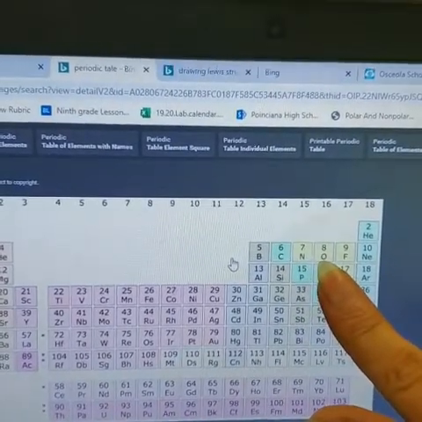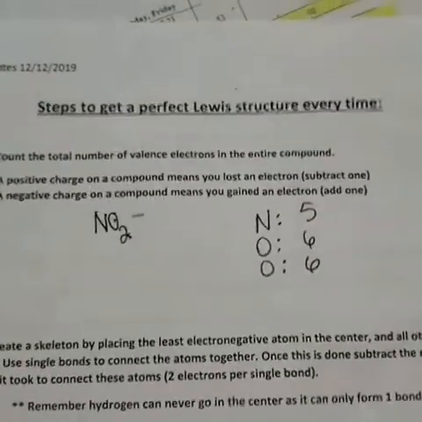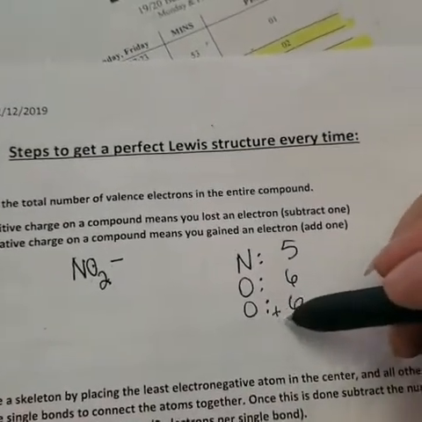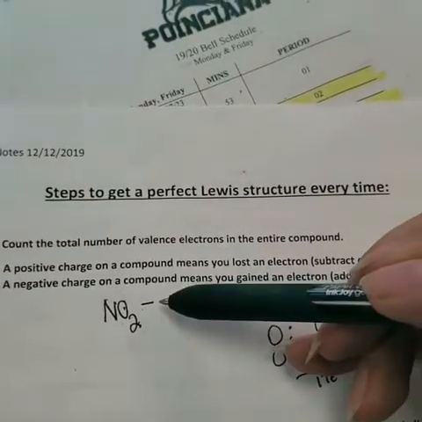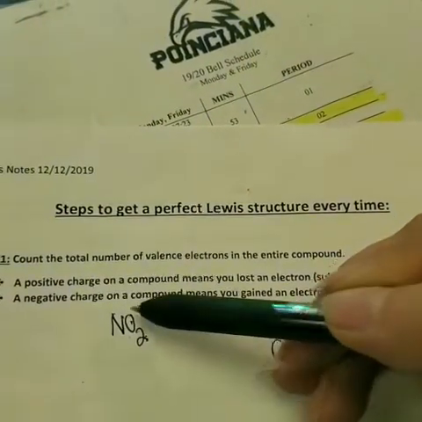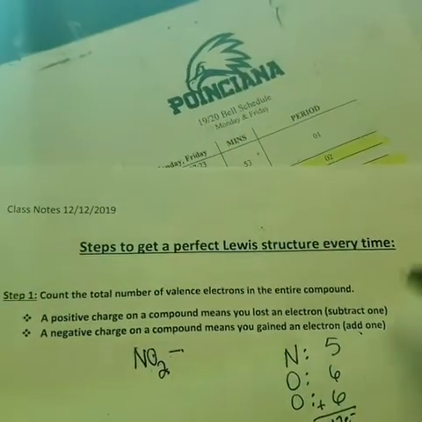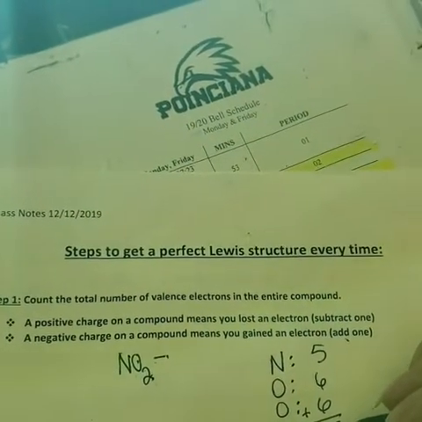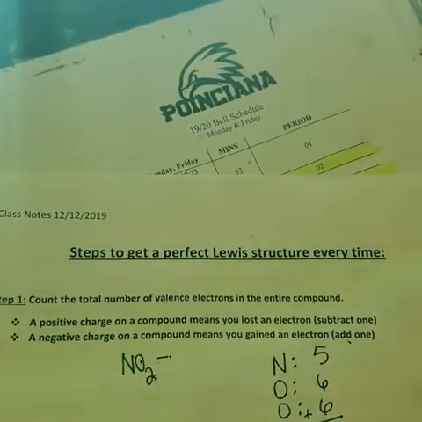Oxygen is in group 6A, and it has 6 valence electrons. All right, I'm going to add up all of those valence electrons to get the total, which is 17. But then I need to take into account this negative charge. Well, a negative charge means that you gained an electron, which means I need to add 1 electron. And I have 18 total electrons in this compound.